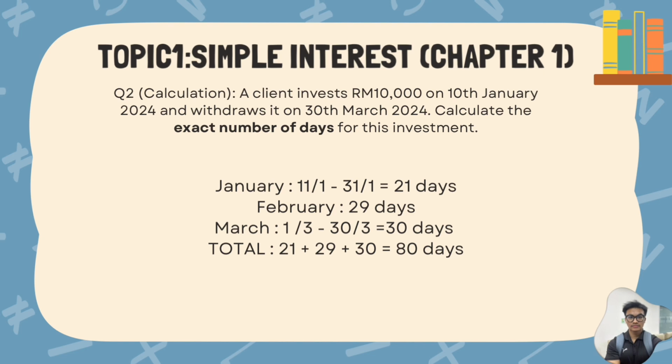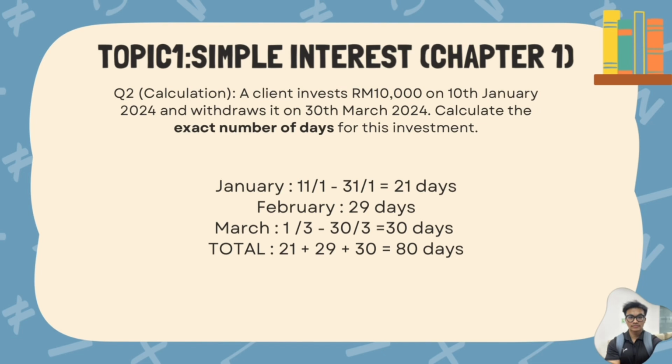Question 2, Calculation. A client invests 10,000 ringgit on 10 January 2024 and withdraws it on 30 March 2024. Calculate the exact number of days for this investment. So, for January, we start from 11 January until 31 January. So, the total is going to be 21 days.